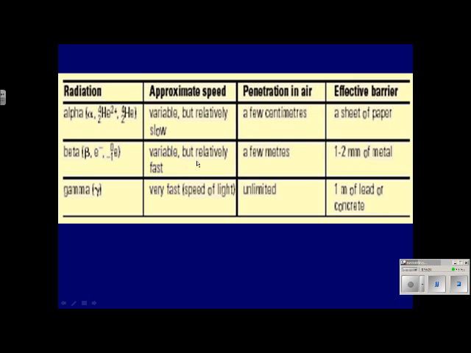Beta particles go relatively fast. They're faster. They can go a few meters in the air until they run into some other atoms. And 1 or 2 millimeters of metal will stop them. But gamma radiation is incredibly penetrating. Very fast, speed of light, it can go right through air. And it takes about a meter of lead or concrete to stop them. And that's why our nuclear power plants are built inside these great big concrete domes to keep the gamma radiation from getting out.